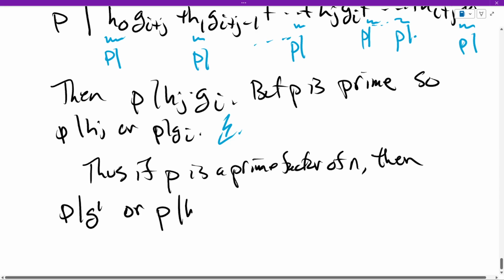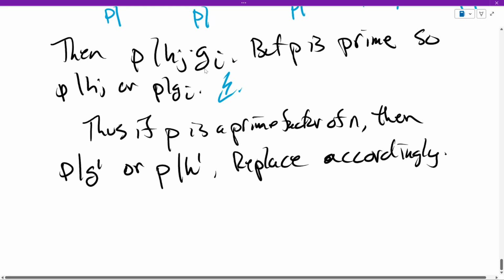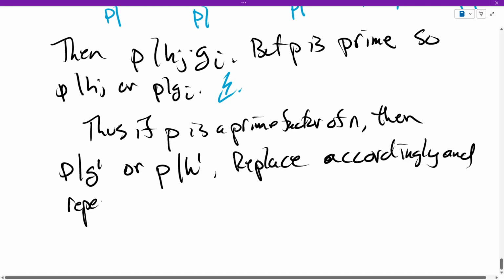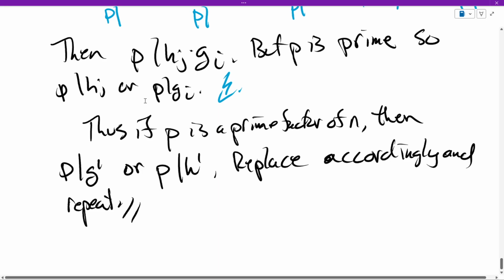And I'm just going to write it like this. Replace accordingly, as we said before. All right, so we replace this accordingly, and we've canceled a prime in n, and we do it again, and then repeat. Okay, and each time you do this, you stay within Z, and since there are only finitely many prime factors of n, you just keep canceling them. Eventually, you have a factorization inside of Z.